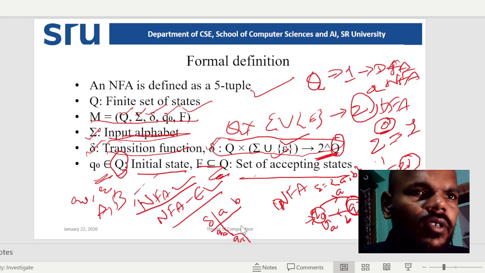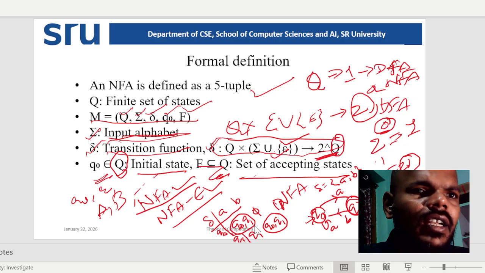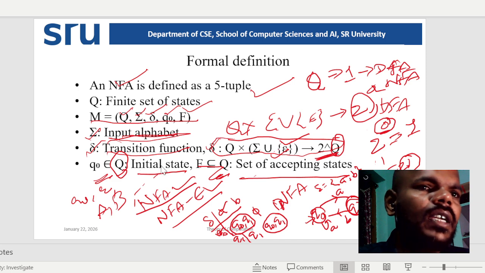Just try to understand; I have written everything. On Q naught state, if I give A, where is it going? It goes to Q naught and at the same time to the Q1 state. If it is B, where is it going? There is no transition, nothing exists. On Q1 state, if I give A, where is it going? Q1. On B, where is it going? Q naught, Q1. If multiple entries exist for a single state with a single input, then we call it an NFA. Otherwise we call it a DFA. No such entries exist in a DFA; it must have a unique transition for each input. If multiple entries exist, then we can say it is an NFA.